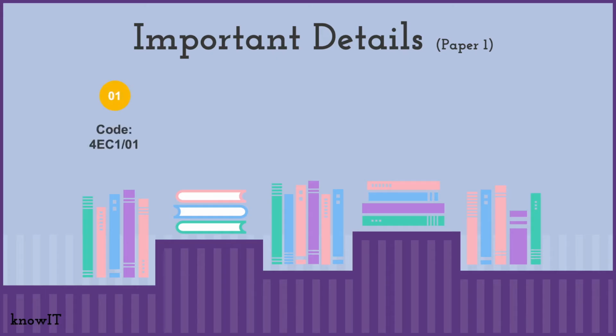So first of all, there's the code for the paper, which is 4EC1/01, and this is not essentially something that will help you pass the exam, but it's something that is still good to know. You should be aware of what your paper is called in terms of code. Next, this paper consists of 80 marks. Now, this is something really important to remember. You should know how much the paper consists of in terms of marks. So this one is 80 marks.